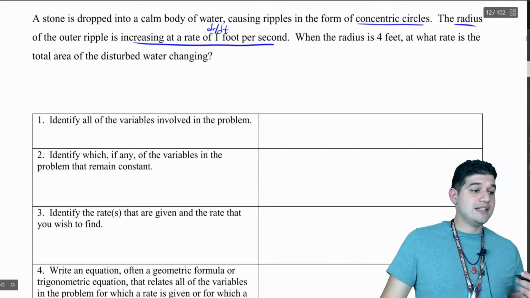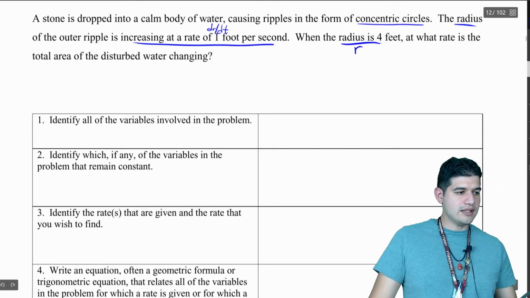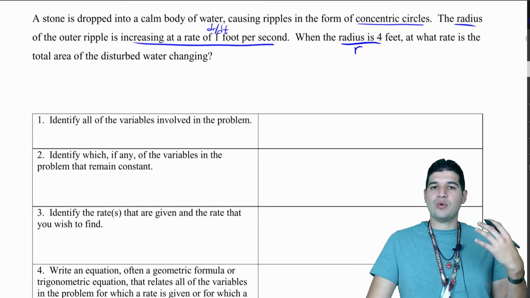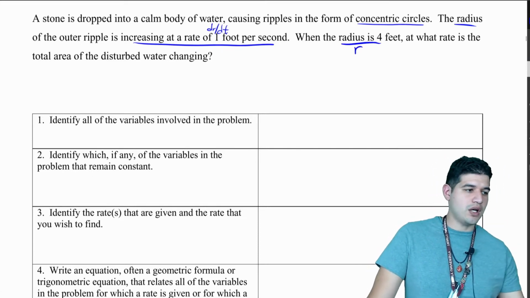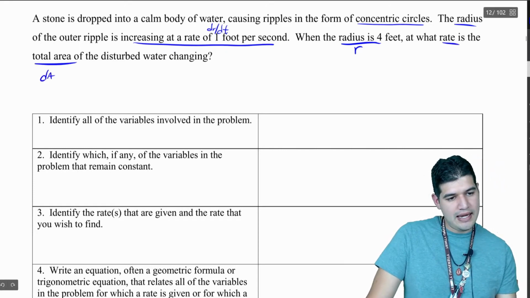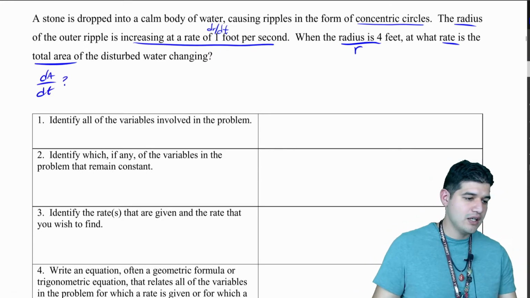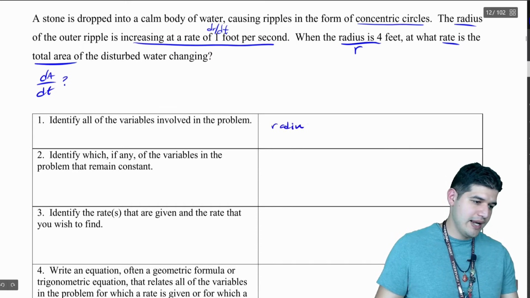So when the radius is exactly 4 feet, so this is going to be our radius, at what rate is the total area of the disturbed water changing? So rate, total area, so we're looking at dA dt. That's what we want to find, all right? So identify everything that we have in here. Well, we've got the radius and we have the area, all right?